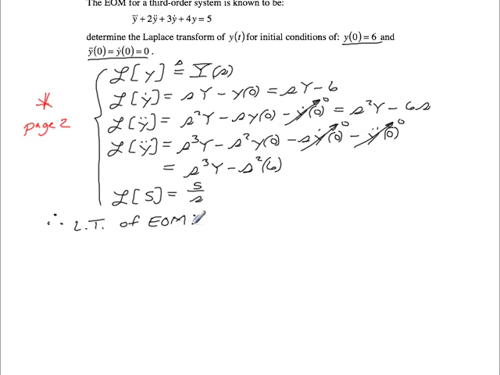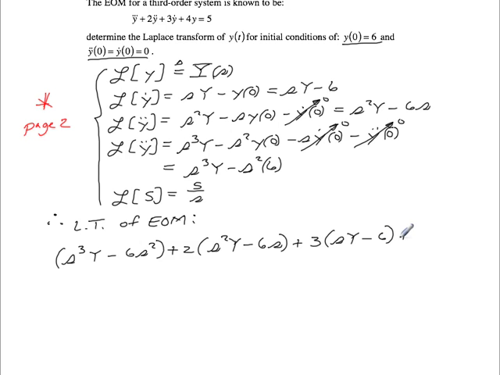So we take the Laplace transform of the equation of motion. The y triple dot becomes s cubed y minus 6s squared. That's the first term. The next one is 2 times the transform of y double dot. We have a 3 times the transform of y dot, that's sy minus 6, plus 4 times y, and that's equal to 5 over s.